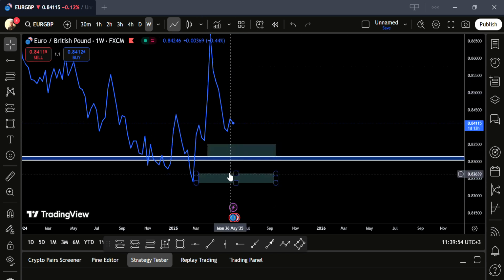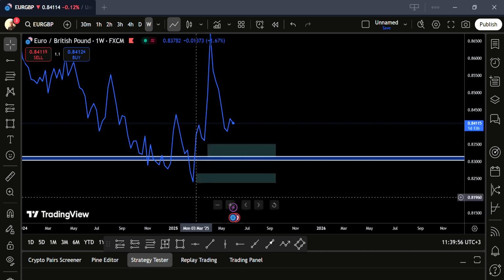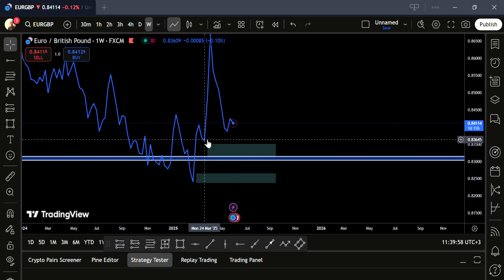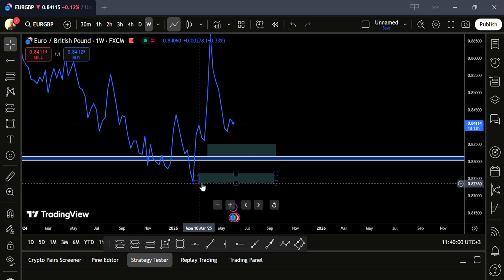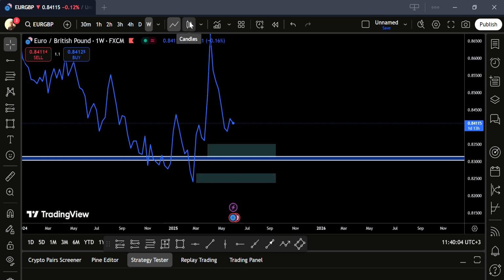So why do you buy from? When price comes around the demand zone here, we buy. So there is a demand zone here, valid for buys, and there is another demand zone here, valid for buys. So that is what is disturbing me.